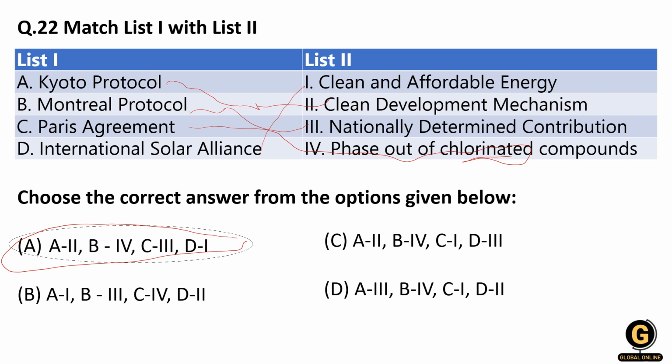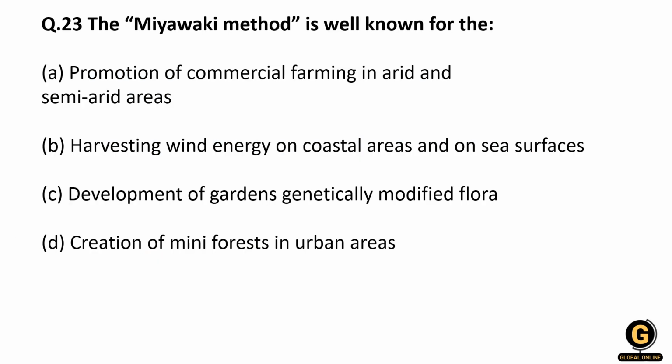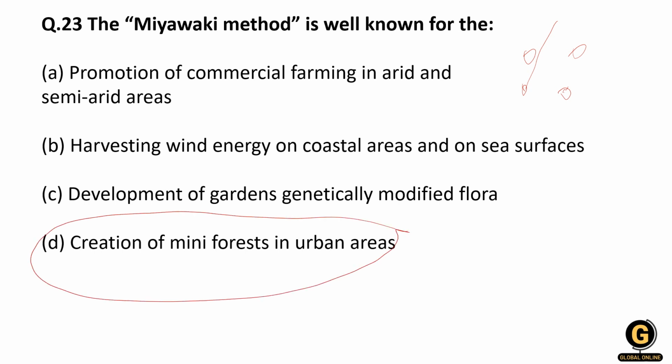Moving on to the next question. The Miyawaki method is well known for. So students, in Miyawaki method, in 1 square meter you plant 4 different plant species, and these 4 species survive on their own, and it is a method wherein a mini urban forest is created. So remember, Miyawaki method is for creation of the mini urban forest, right?